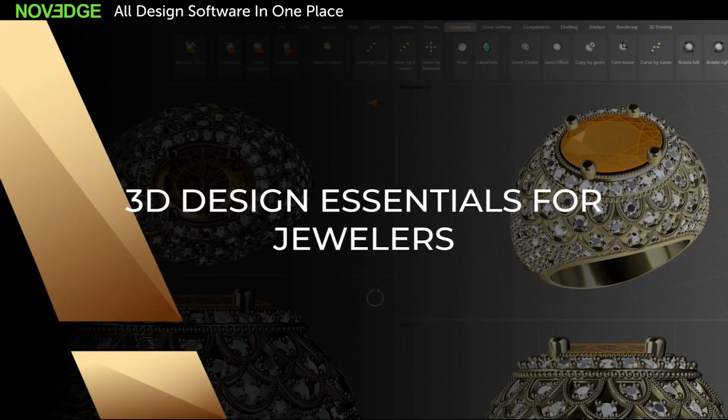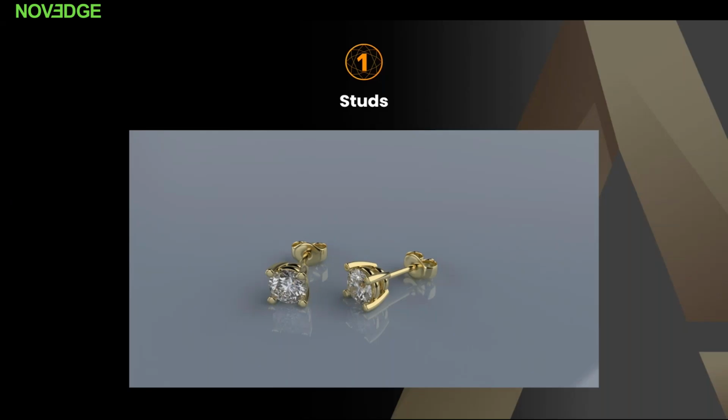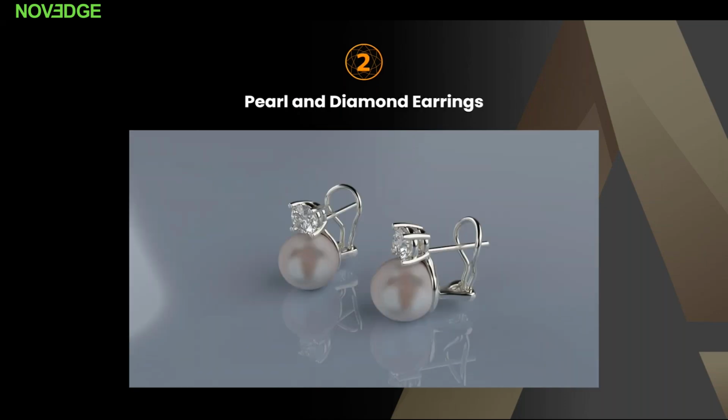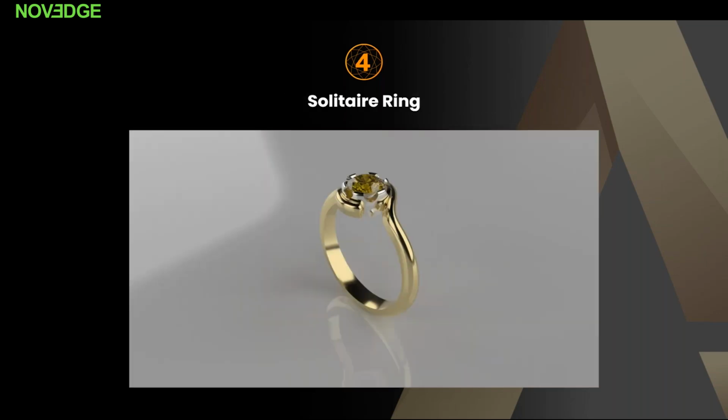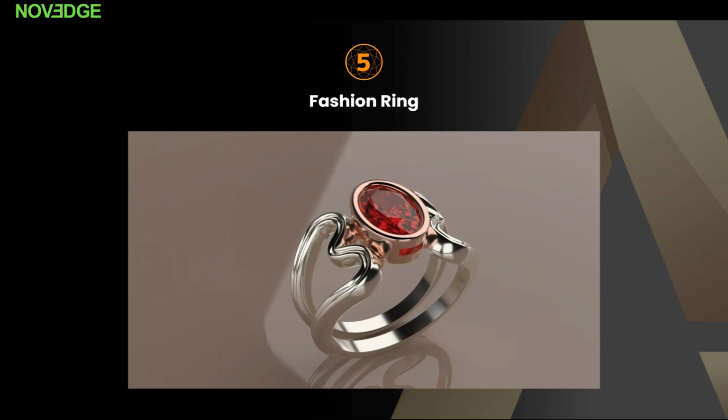Okay, now we will switch the screen to Joan, but before, I will show you very quickly the 5 designs that we will do today. We will do the studs, the pearl and diamond earrings, a halo ring with cathedral shanks with every single detail with these prongs and everything, a solitaire ring with some complex shapes, and that fashion ring. The webinar is not 10 hours.